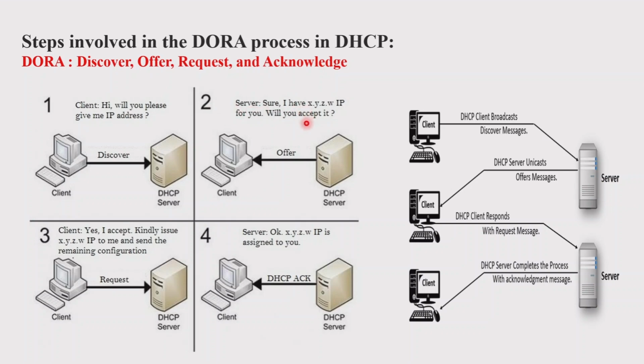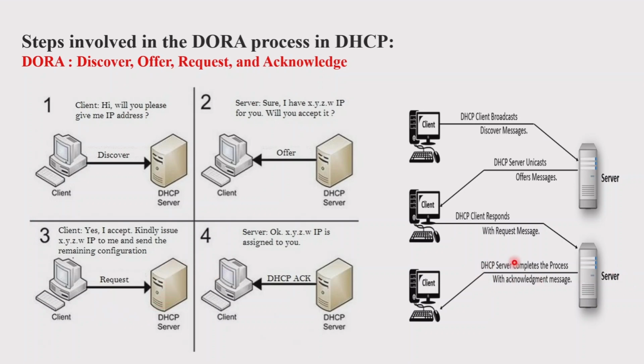Now in step 2, what is happening? The DHCP server is replying, "I have this IP address, and I am sending this one to you. Will you accept it?" It means it is going to send a unicast message to the particular client with the particular IP address. The client can accept or reject. If it accepts, it sends the request message again: "Yes, I am accepting, so I need this IP address." The request will be sent to the DHCP server.